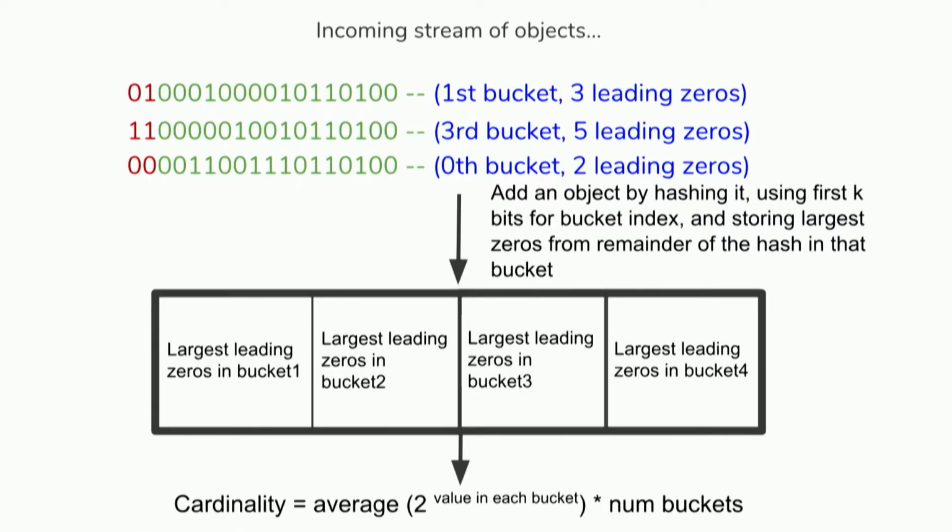And the way it works is, let's say you have a stream of objects coming in. Let's say these are email addresses, right? What you'll do is that you'll just hash each email address or each object that's coming in. Use the first, in this case, 2 bits to tell you which bucket this is going to go in. And then use the remainder of the hash to look for how many leading zeros are there. And then you're building up this data structure over time. And then at the end, when you want to know how many numbers have I looked at, you'll just take the average of 2 to the value in each bucket, and then multiply by the number of buckets.